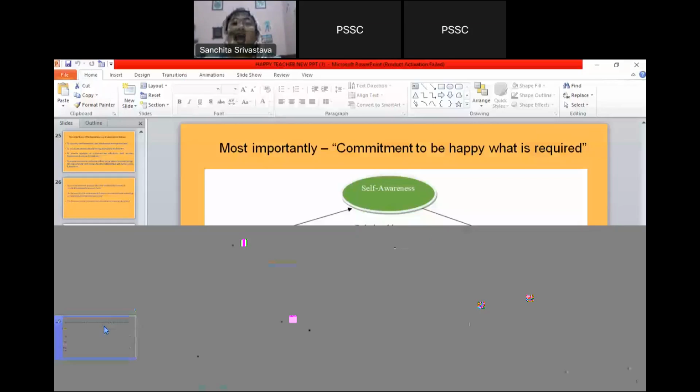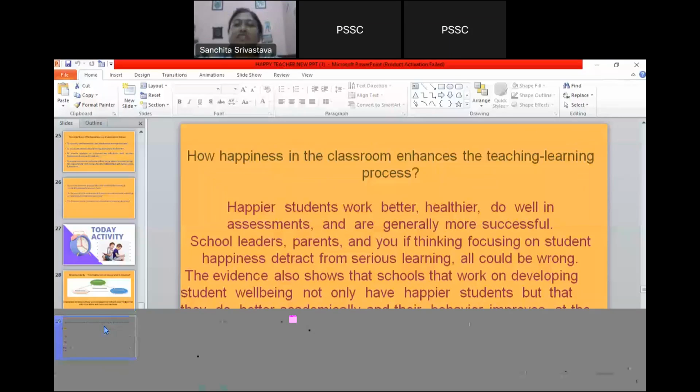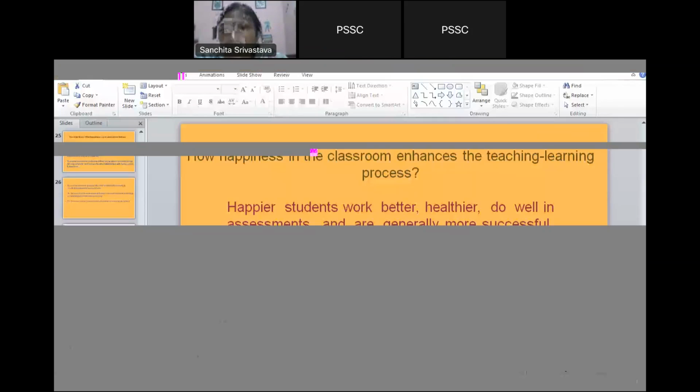School leaders, parents, and you, if thinking and focusing on students' happiness distract from serious learning, all could be wrong. Because if the child is very sad, the child is not learning properly. So obviously the academics will also go wrong, isn't it? And the leadership quality, the individual identity, the personality development is also created when there is a happy atmosphere in the classroom, as well as a happy atmosphere among the school.